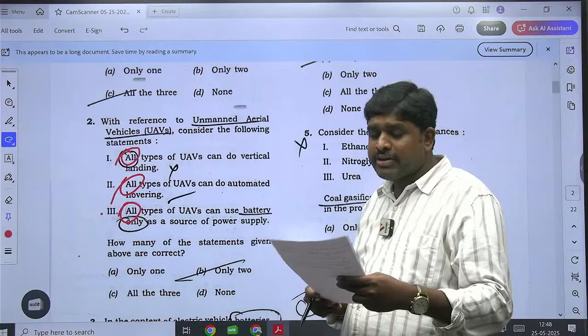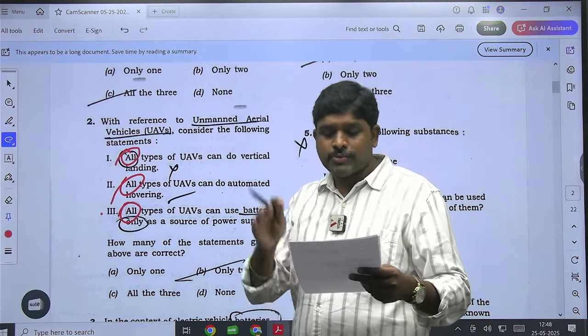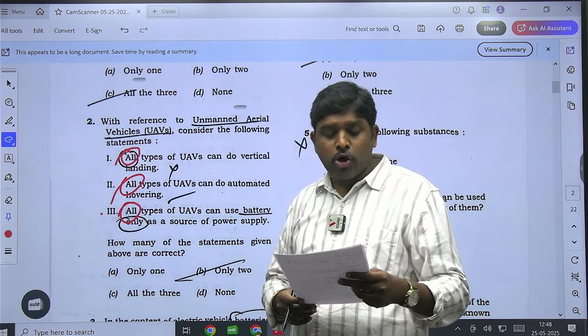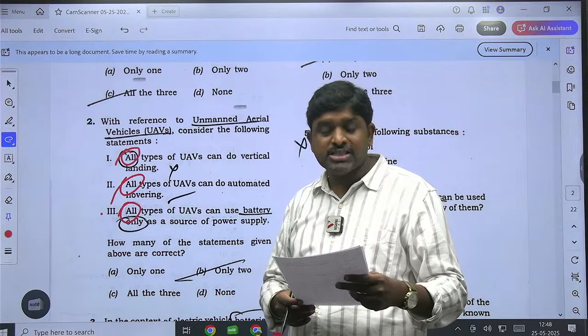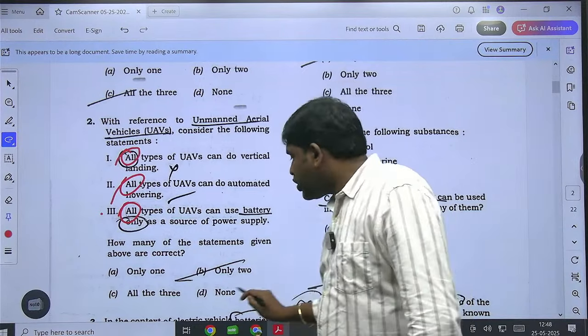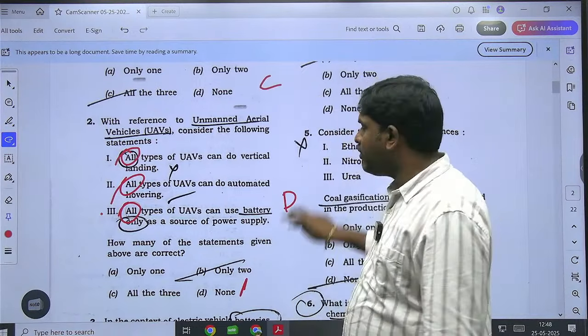All types of unmanned vehicles. See, fixed wing unmanned aerial vehicles typically require runways. So statement 1 is incorrect. Only automated hovering is a common feature of all types of unmanned aerial vehicles is incorrect. All will not have, some will have. So the answer is none of the above. The answer is D and the answer is C. First one and second one.